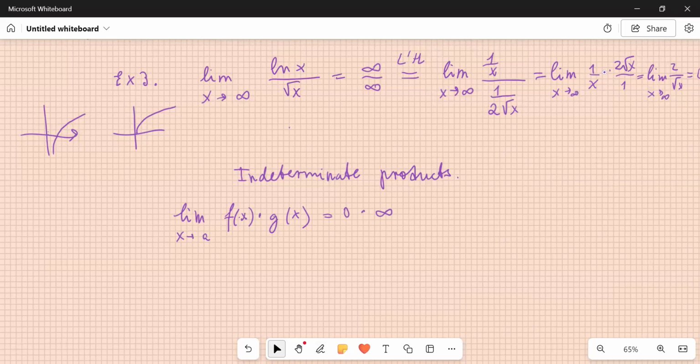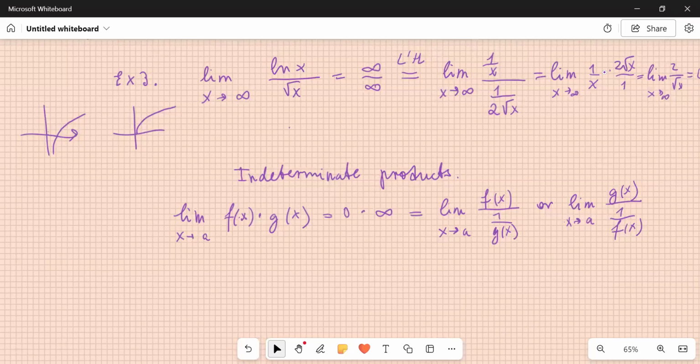But the idea here is to represent this product as a fraction, either a fraction looking like this, f of x divided by 1 over g of x. If we simplify this, we are going to multiply it by g of x over 1, which is going to give us a product, right? As x approaches a. Or as a limit of g of x over 1 over f of x. Unfortunately, L'Hopital's rule does not tell us specifically what to put in the denominator and what to put in the numerator.